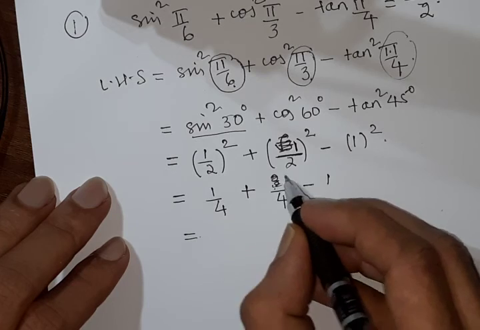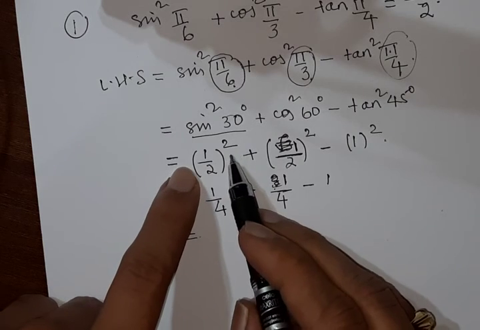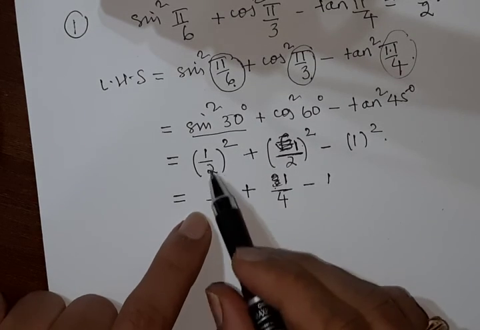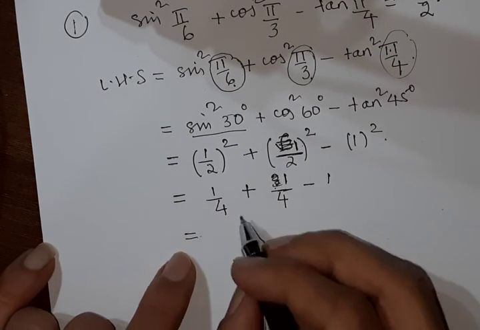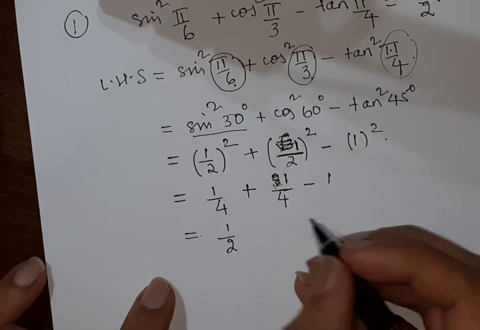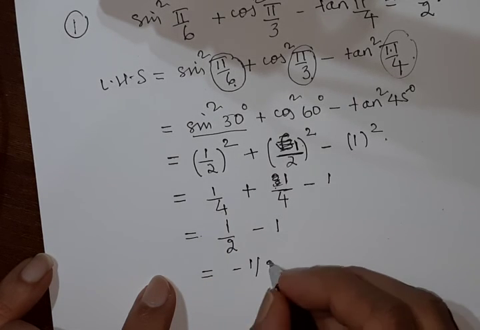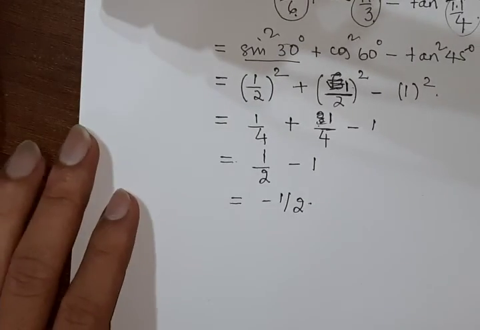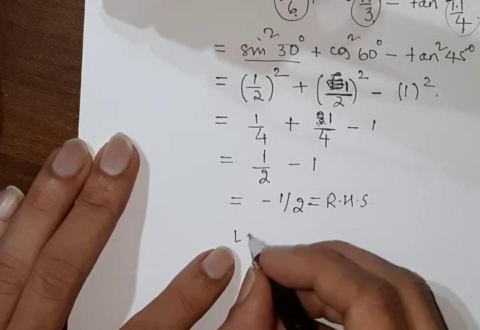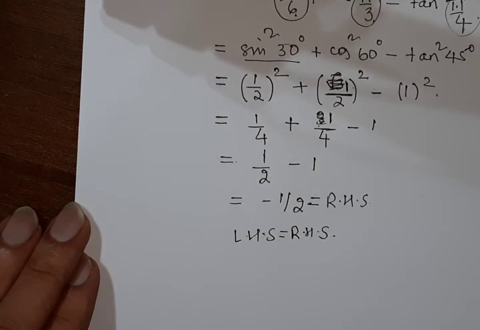So what you will get is 1/4 here. Have you understood? Half square here, then plus half the whole square, minus 1 square. So 1/4 plus 1/4 minus 1. 1/4 plus 1/4 is half, minus 1. So that will be equal to half minus 1, which is minus half, right? So like that you have to get it. Now minus half is nothing but the RHS, so LHS is equal to RHS, you got it.